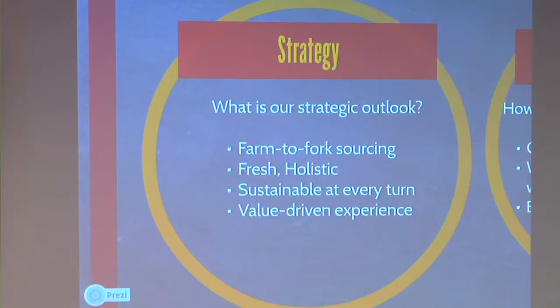Farm to fork sourcing, what that means for us is that whenever possible, we would prefer to buy from the farm rather than a big distributor or rather than the 3,000 cogs down the chain that you saw earlier. Fresh and holistic, always as fresh as possible. There are some things we can't always get fresh. There's some things we can get fresh certain times of the year and not others. And sustainable at every turn.